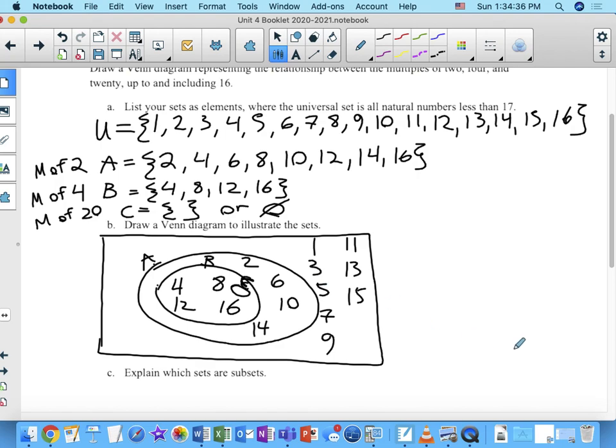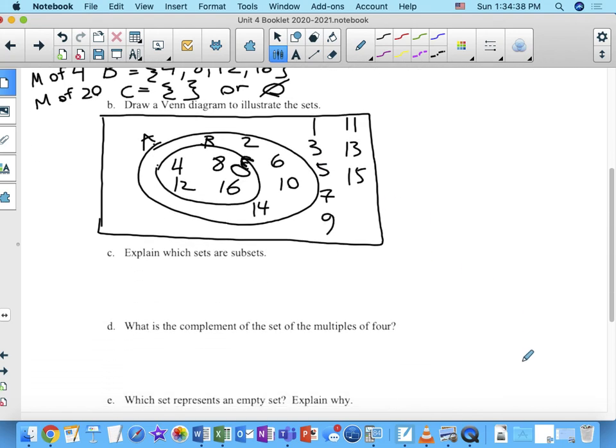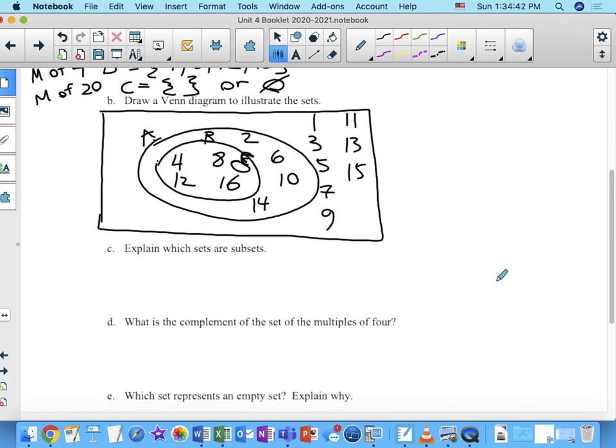Oh well. All right, so which sets are subsets? Well, we've got a couple of subsets going on here. Okay, firstly, A and B are both subsets of the universal set, so we'll start with that. A is a subset of U. B is also a subset of U. Okay, and then B is also a subset of A because B is entirely in A.